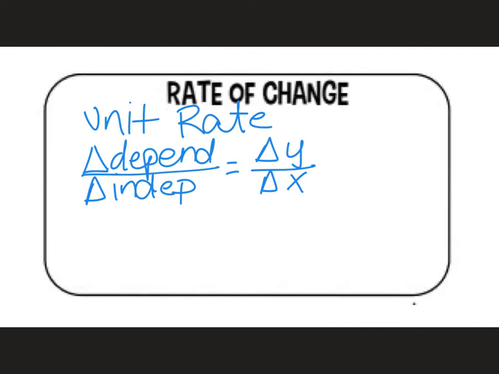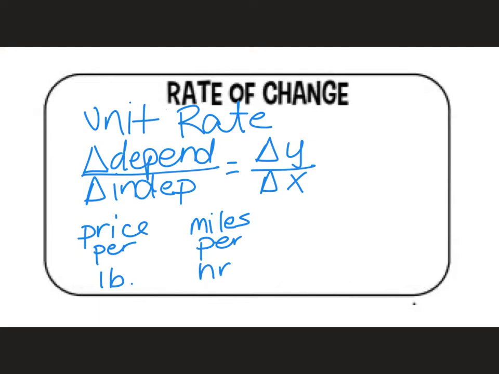But when we talk about unit rate, some of those unit rates can be price per pound. We can talk about miles per hour. This one's pretty common. And maybe stuff like cost per item is another big one. So these are some of the more common unit rates or rates of change.